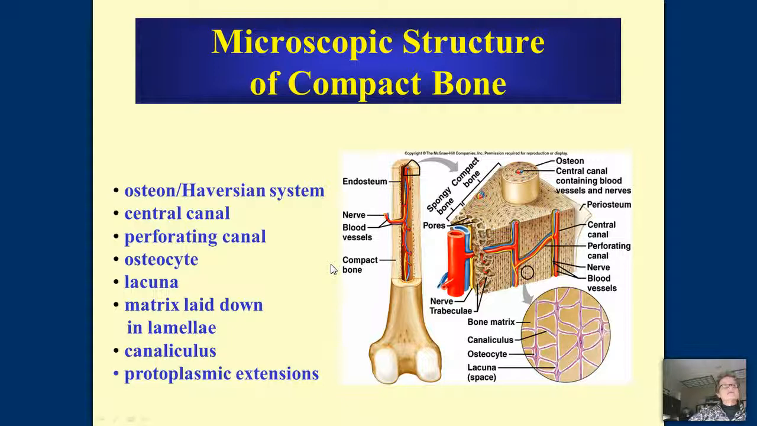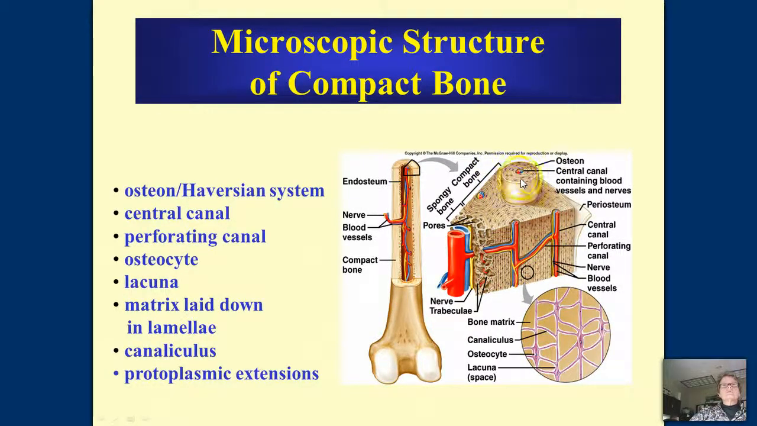The microscopic structure of the compact bone. We saw this model, or you will see this model in lab, and let's go over the different parts. This raised area has these concentric circles. As this bone starts as hyaline cartilage, and as one layer of hyaline cartilage is ossified on top of another, these concentric circles are formed.